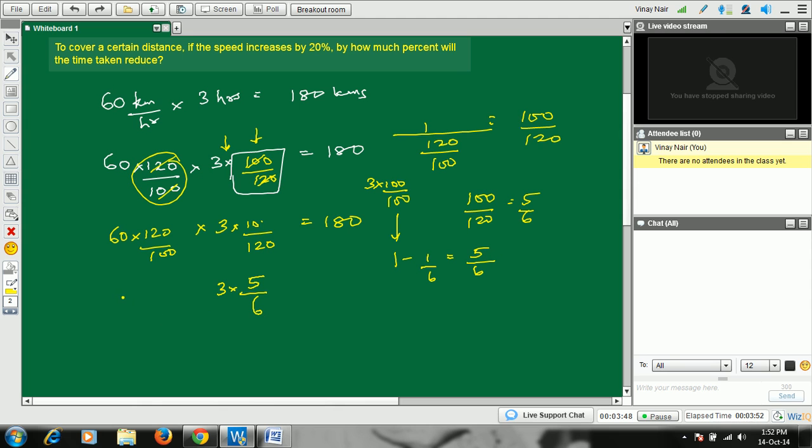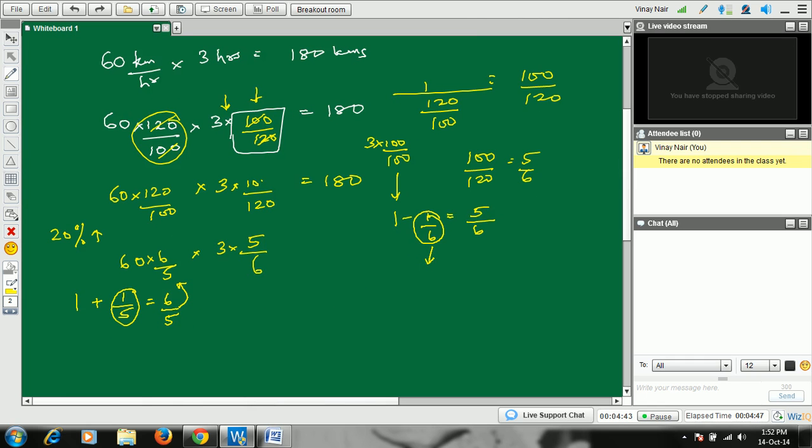and here this is 60 times 6 by 5, because 120 by 100 is nothing but 6 by 5. So when there is an increase of 20% in the speed, initially the speed was 1, or rather the 100% was 1, and 20% is nothing but 1 by 5. So 1 plus 1 by 5 will give us 6 by 5, which is what happened here. The speed increased by 20% and the time taken will reduce by how much? So it has reduced by 1/6, right? The speed has increased by 1/5 and the time taken has reduced by 1/6.